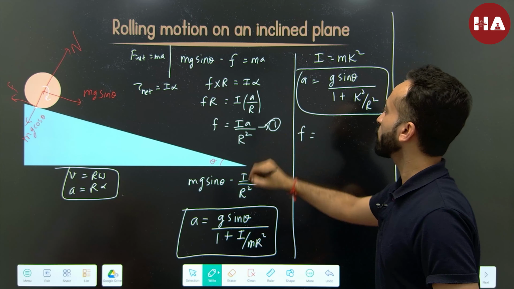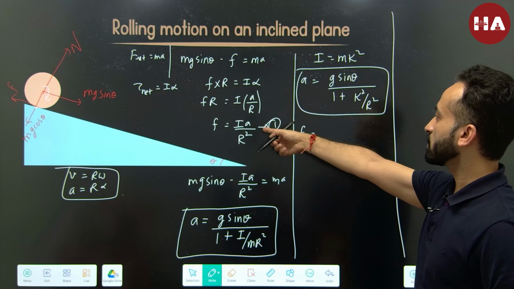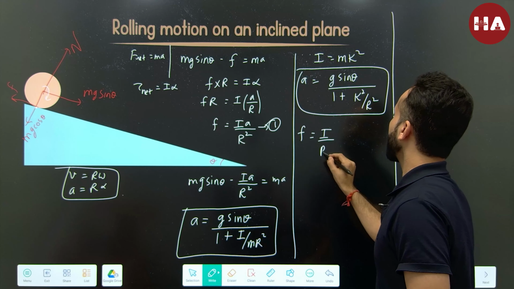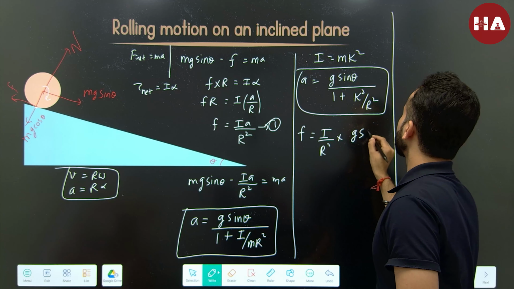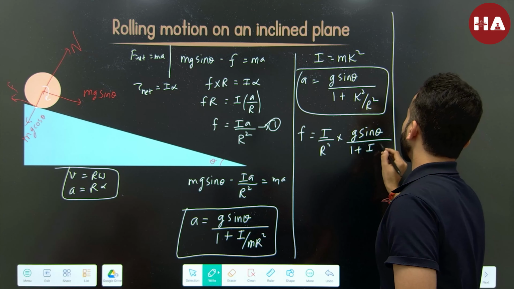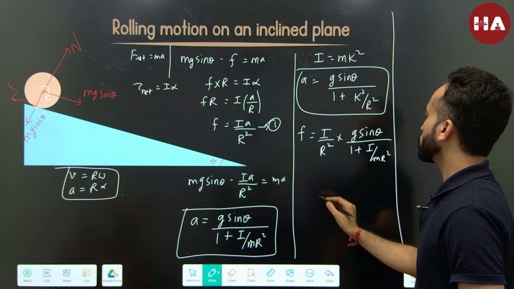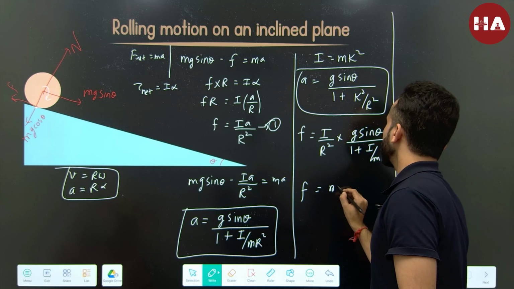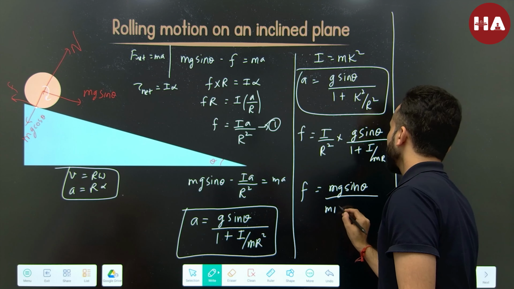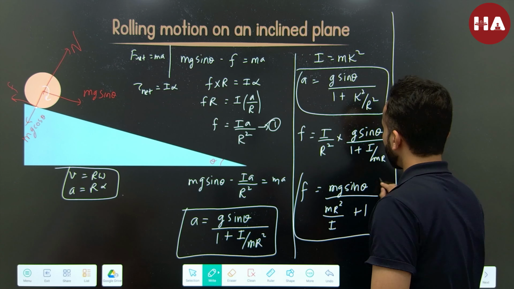All right, let's call it 1 in equation 1. That's because friction is given as a function of acceleration. So when you plug in this value, I by r square into g sin theta over 1 plus I by mr square, this is what I'm doing. So I will get friction is equal to mg sin theta over (mr square by I plus 1). This is the value of friction.